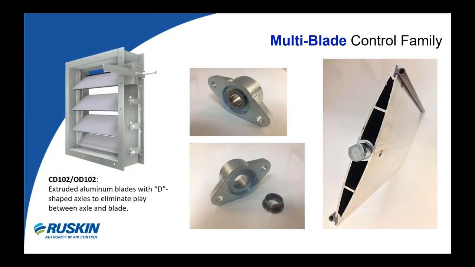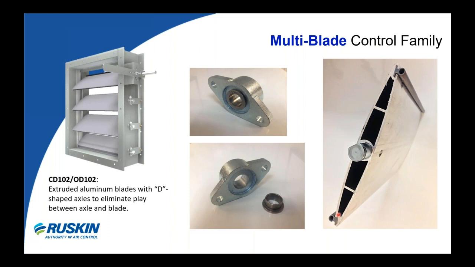Another multi-blade control damper which I wanted to highlight is the CD102 and the OD102. This damper is constructed using aluminum airfoil shaped blades and utilizes a machined D-shaped axle, which eliminates play or slop between the axle and the blade pocket. This play or slop oftentimes can be seen when round axles are inserted into round extruded blade pockets without the proper mechanical constraints. The D-shaped axle is pressed into the extruded blade pocket and then it's staked in place right there. This extruded blade design includes a slot into which optional extruded silicone blade seals are mechanically locked.